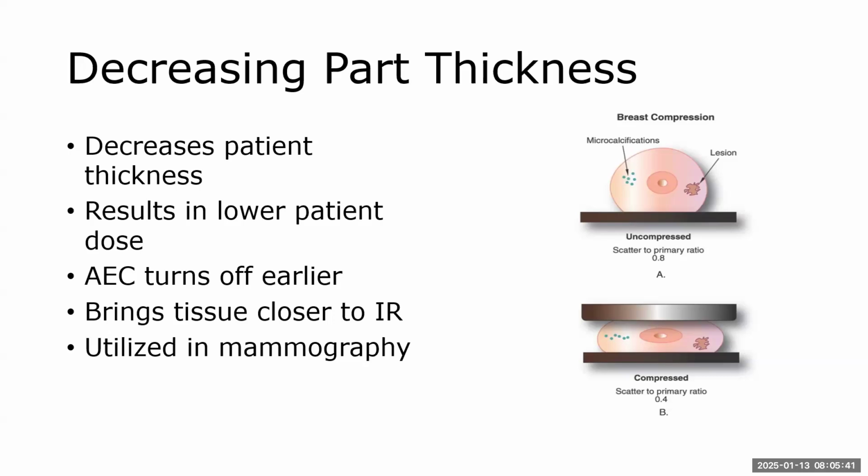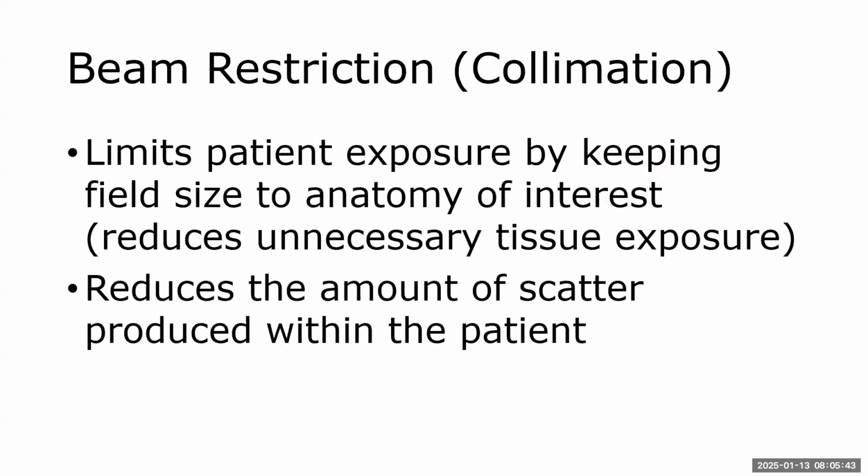But otherwise, there's not really a lot we can do about patient thickness. We used to use compression bands for things like IVUs, and that helps a little bit. But the patient's thickness is sort of just however they come in is what you get, right? But the thing that we can control is the beam restriction or the collimation.